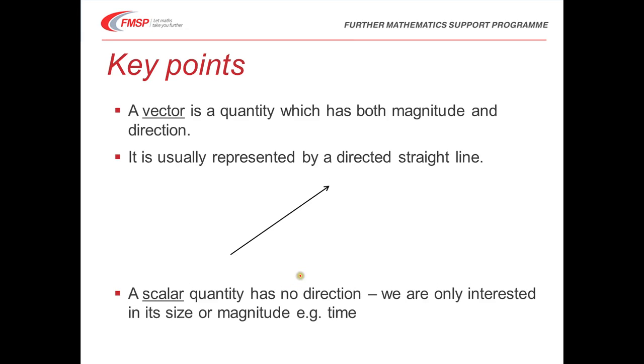So, looking at the key points mentioned there, a vector is a quantity that has both a magnitude, that means a size, and a direction. It's usually represented by a straight line. The arrow can either be at the end or sometimes you see it drawn in the middle. A scalar quantity, by contrast, has no direction. It just has a size or a quantity.